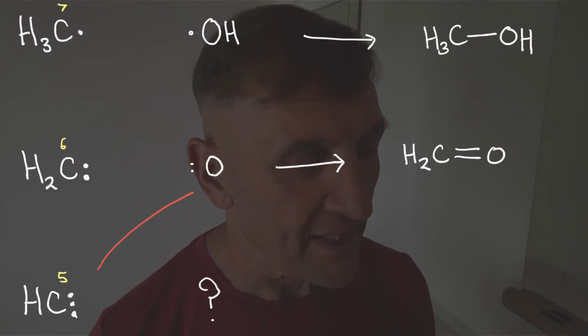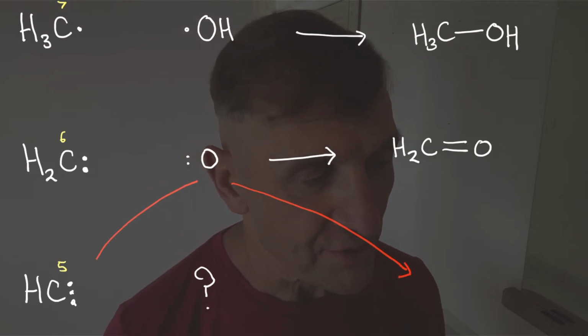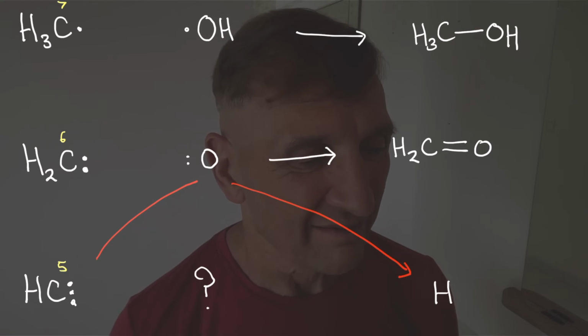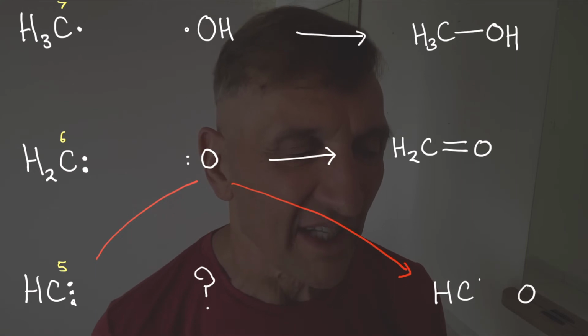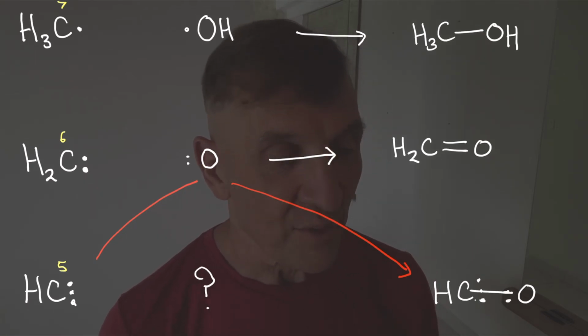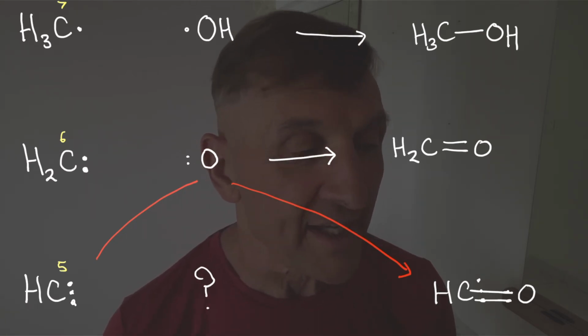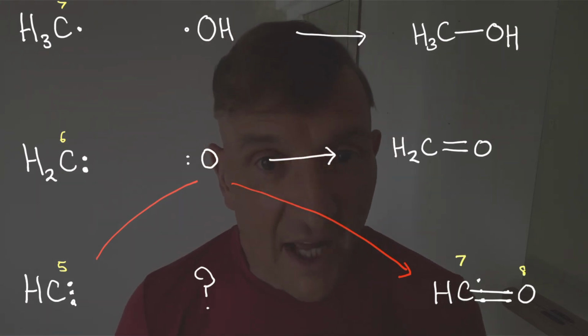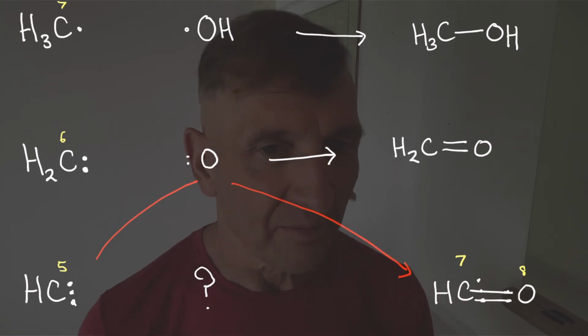Let's screw up. Let's try to combine HC, 5 electrons, with oxygen that has 6. Well, if we put them together, we'd only have 7 electrons on the carbon because we only shared the 2 that the oxygen needs to share. So we have to call that HC dot and then a double bond to the oxygen. The carbon's not happy. That's not stable.